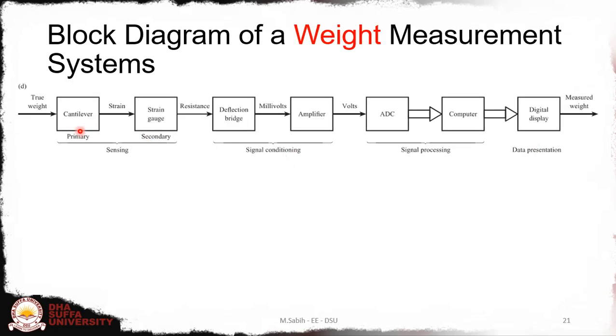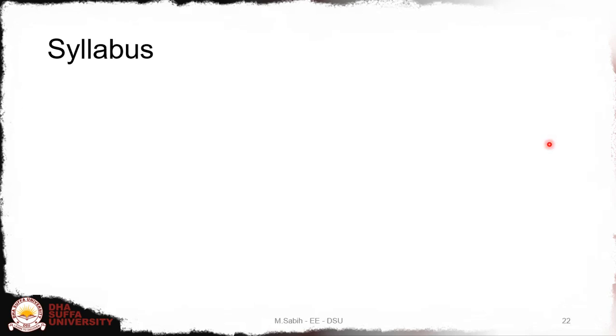The weight measurement system consists of two sensors. Here we have a primary sensor, a cantilever, which provides a strain, and then this strain changes the resistance of a strain gauge. This resistance is now used in one of the arms of the deflection bridge, which provides a change in the millivolts output, and these millivolts are amplified using the amplifier to volts, and then comes the signal processing part again as an ADC in the computer, and then the final digital display.